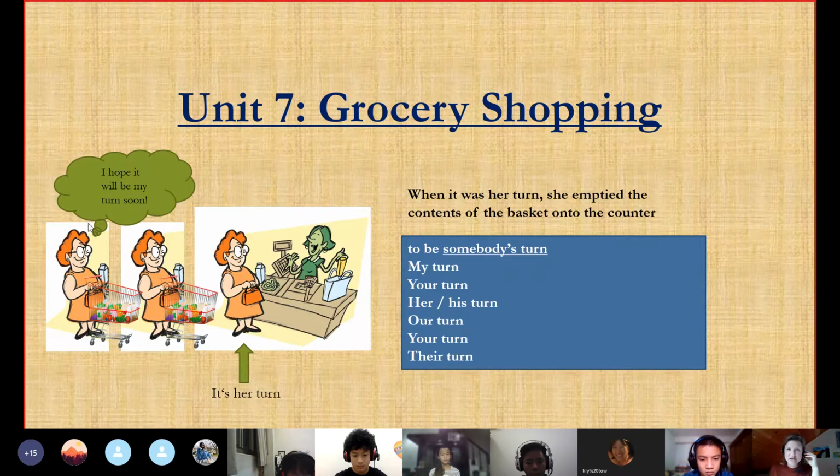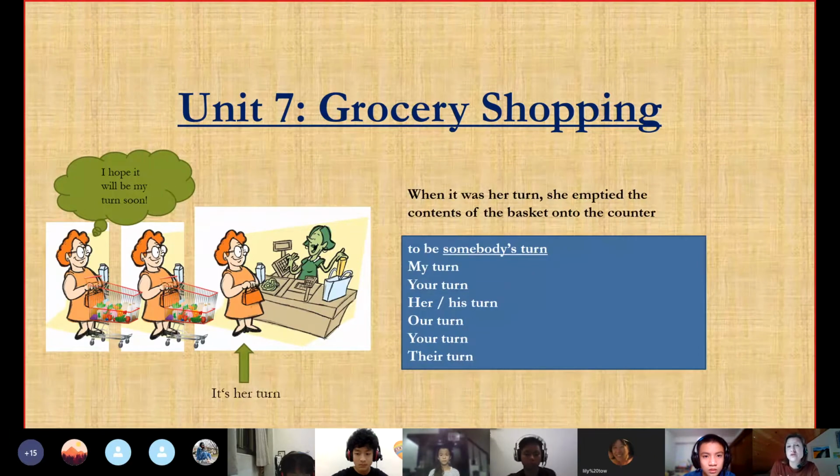So in this case here, you see this person is thinking, I hope it will be my turn soon, because she has to wait until it is. Okay, so we have to wait until it is our turn. Let's see, maybe Ryan, can you think of maybe another situation or place where we have to wait for our turn?